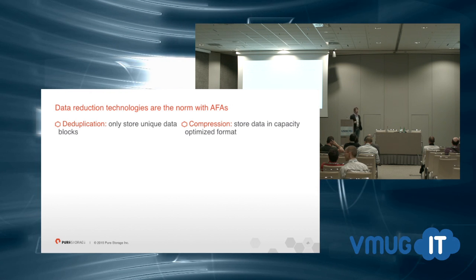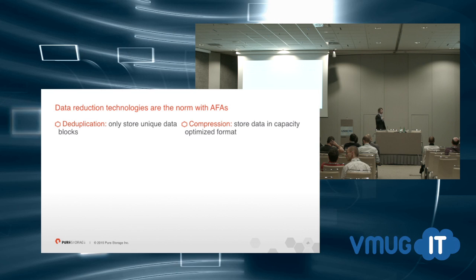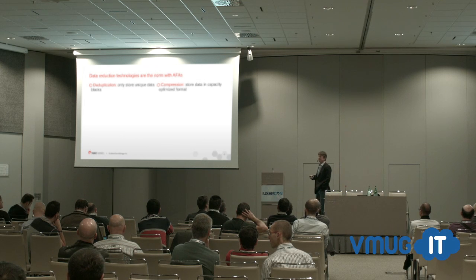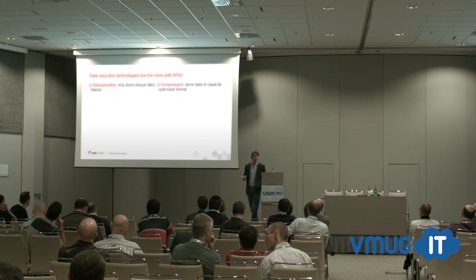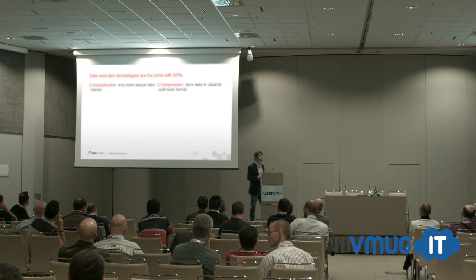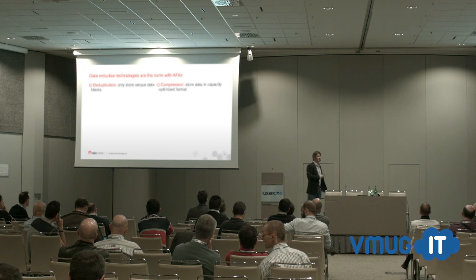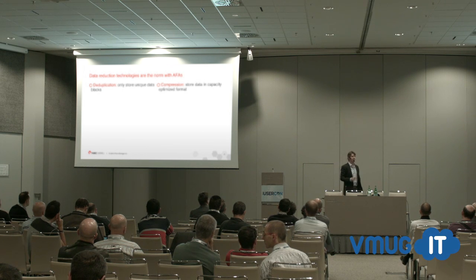What is dedupe? It means in your storage array, you only store unique blocks of data. What is compression? Compression says that the data you've stored on the array that's unique is stored in a denser, more capacity-efficient manner. That's my simple explanation. Some say these two technologies are interchangeable, and they're not. They're complementary to one another.